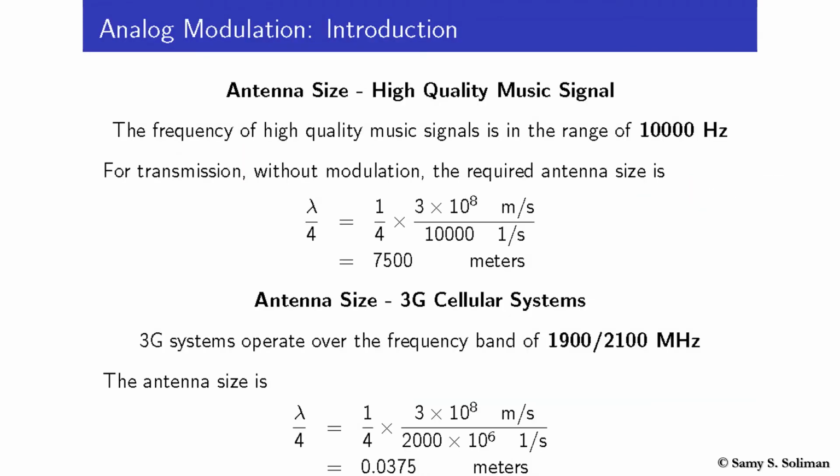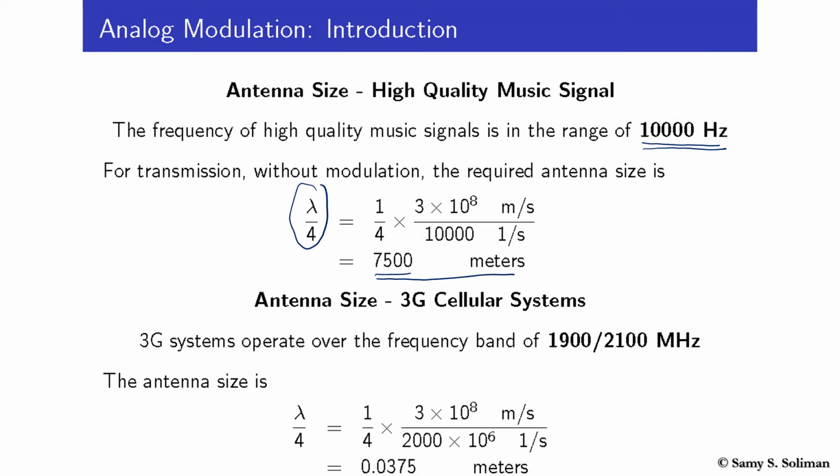Another example: consider high quality music signals, similar to those which we hear on the radio. The frequency range of such high quality music signals is around 10 kilohertz. So again, using the rule of thumb in which we need the antenna size proportional to lambda over 4, we still need a very large antenna length of 7.5 kilometers.